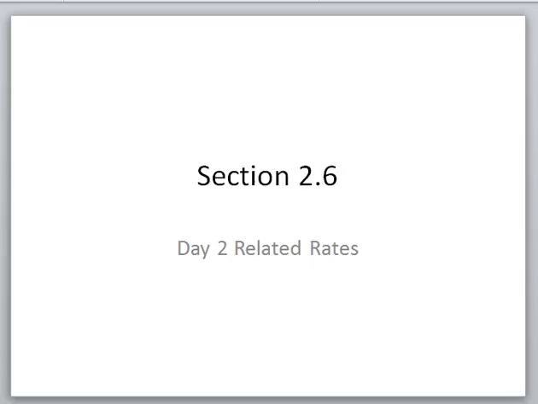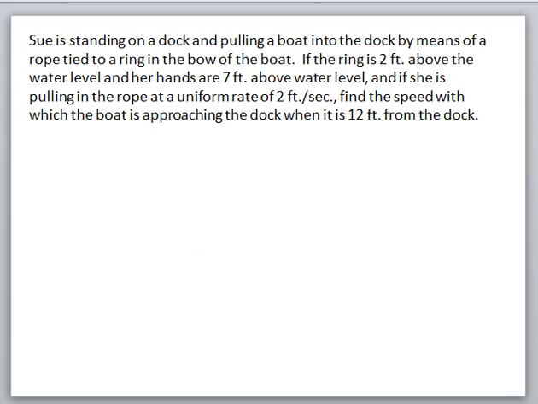Here we go with some more related rates today. So this time we're going to have much more fun pictures to try to draw. So we've got Sue standing on a dock. Like I said, I'm one of the best picture persons in the world. Not. So here's Sue. She's pulling in a boat.